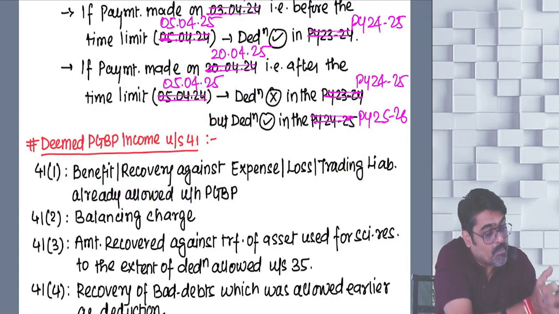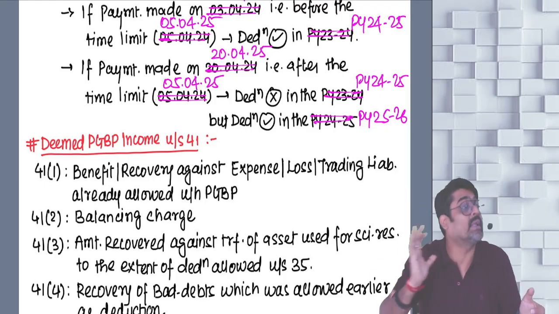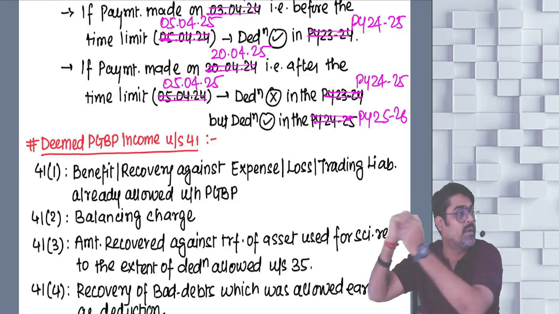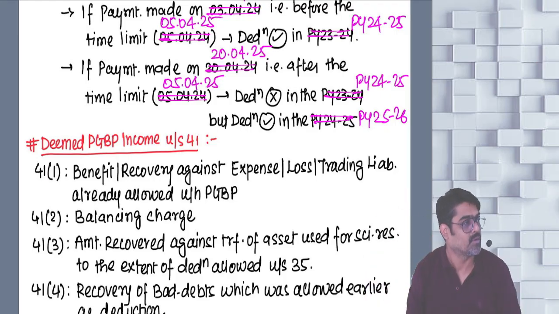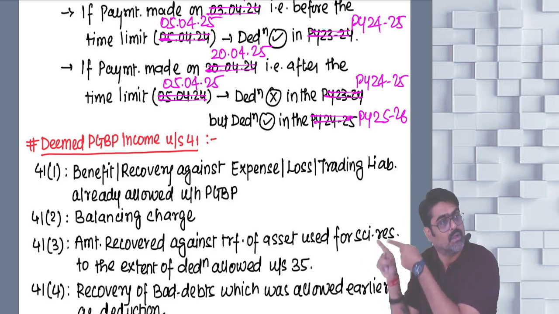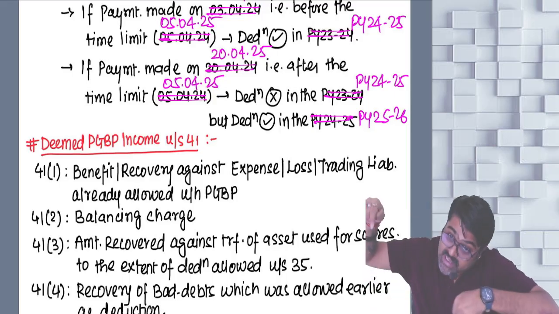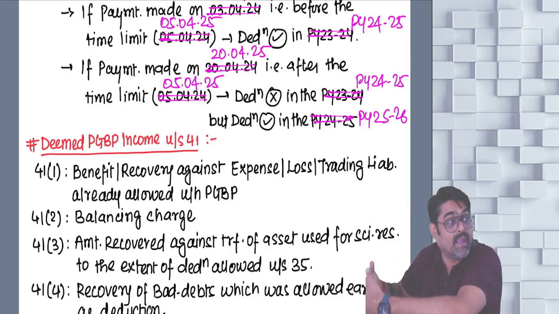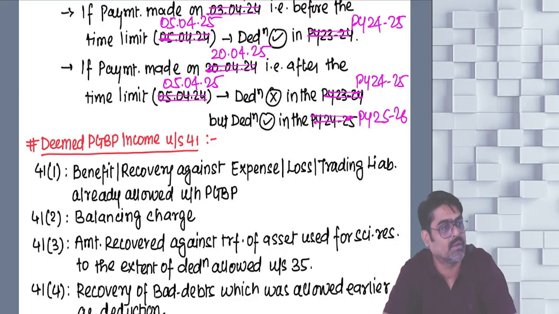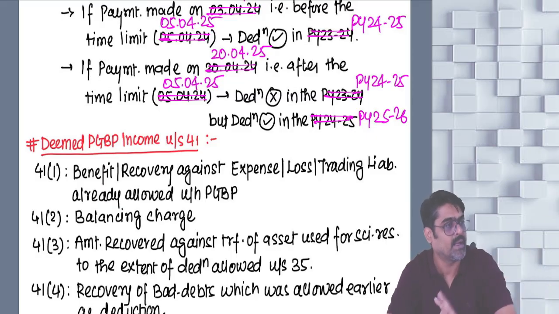Then this benefit or recovery will also be treated as your deemed PGBP income. Because the amount which is recovered is against an expense, against a loss, against a liability which we have already allowed under the head PGBP. So have you taken any deduction for expense, loss, liability under the head PGBP? Against that same expense, loss or liability, if any recovery is made later on, then that benefit will be treated as your deemed PGBP income.